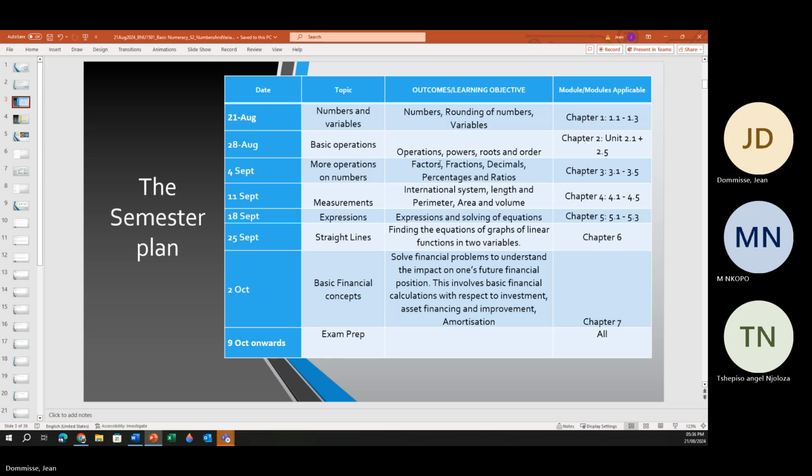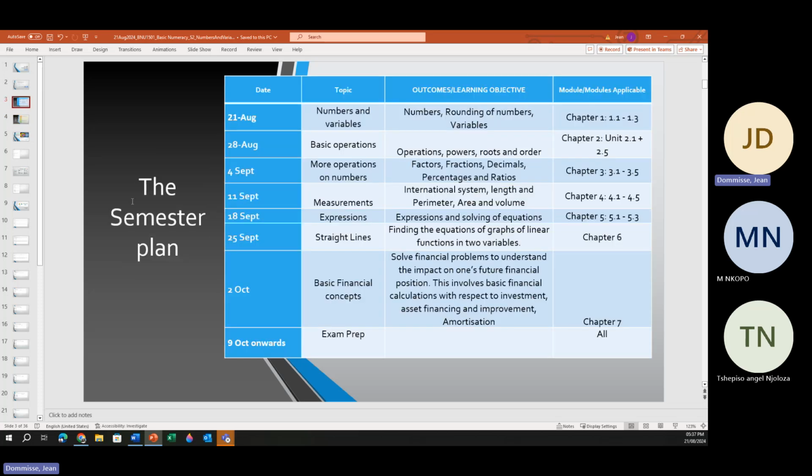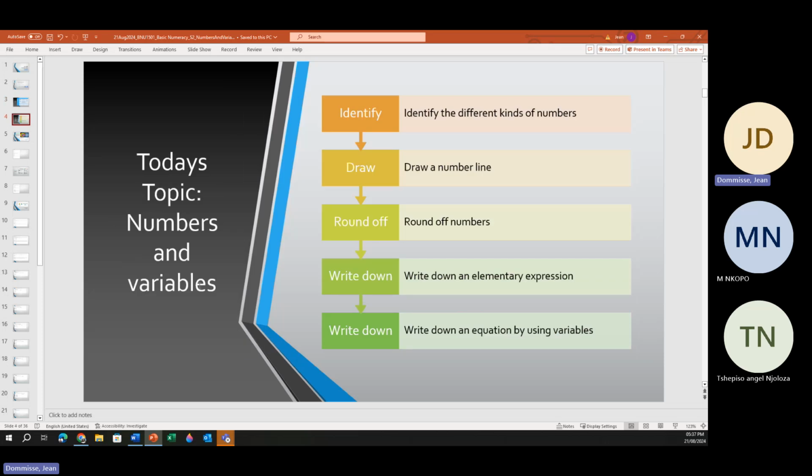Next week, and most likely we will move the sessions around, we'll do chapter 2, but I will also bring in a bit more of previous years' assignments, so that we make sure we can cover a bit more and get aligned with when you need to submit your assignments and things like that. Okay, so today's topic, we're looking at chapter 1, numbers and variables.